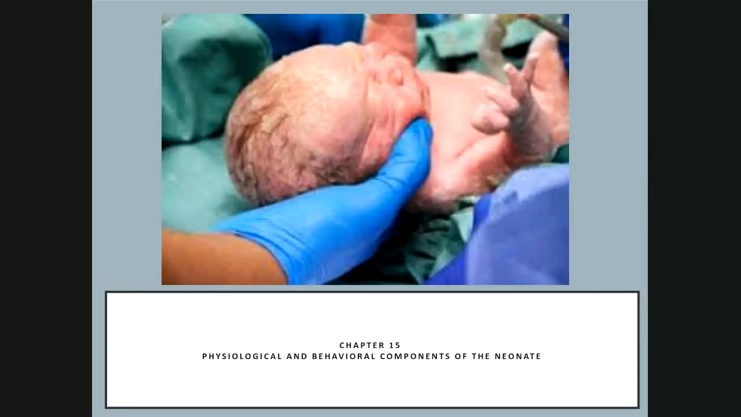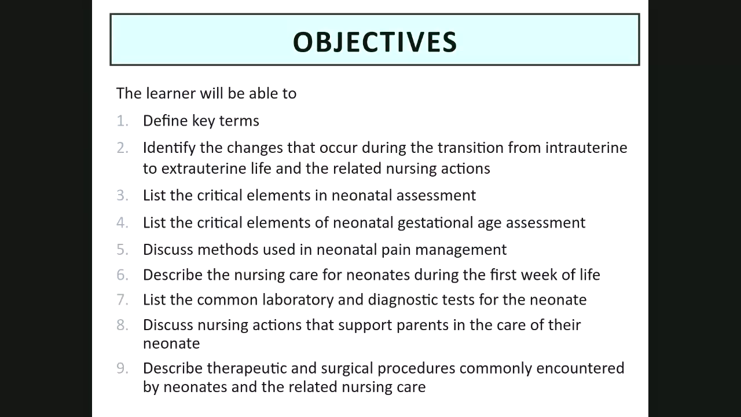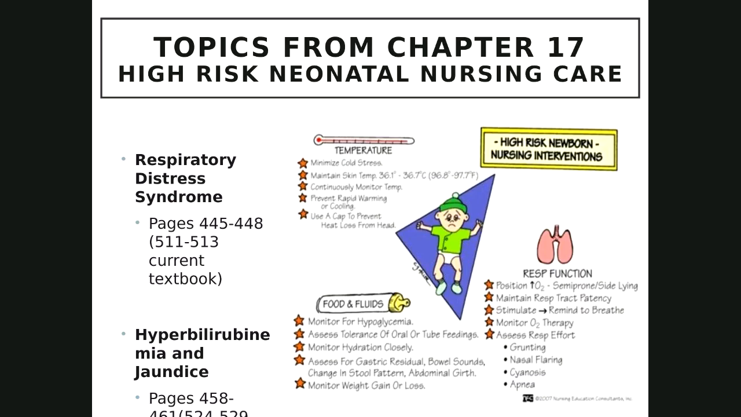Okay, so we're going to talk about chapter 15, which is physiological and behavioral components of the newborn. Here are your objectives, so take a look at these. Some of the topics that we talk about in chapter 15 actually come from chapter 17, so it is relevant in this chapter also. So take a look at these pages, specifically respiratory distress syndrome and hyperbilirubinemia and jaundice, which kind of overlap with this chapter.